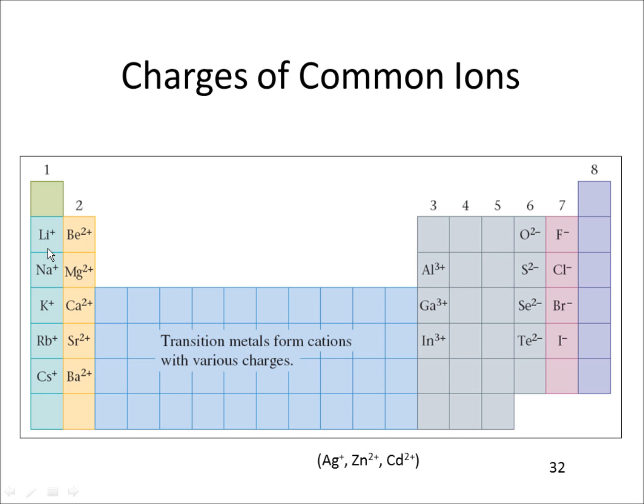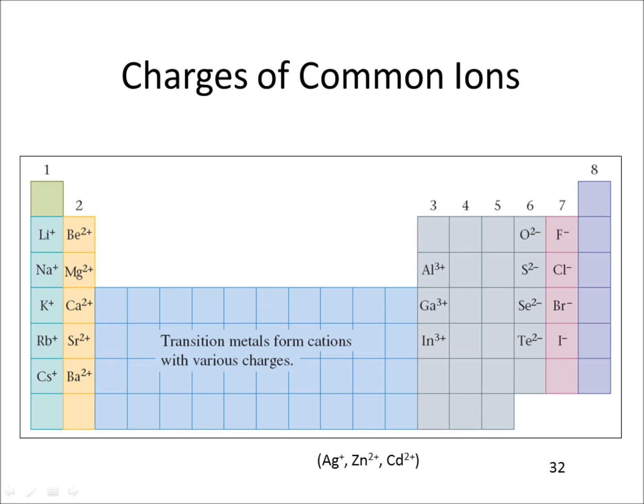On the other side, these metals are in the first column, the first group. They lose 1 electron. These metals are in the second column, the second group. They lose 2 electrons. The position of the column tells you what's going to happen with the element. And that's very useful stuff.